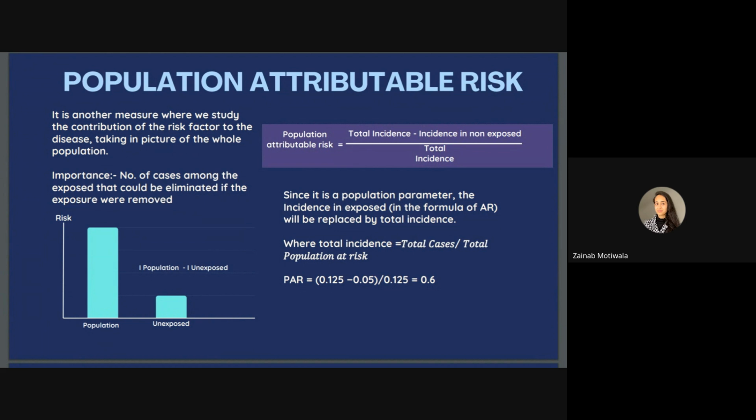Would someone like to try, put it in the chat box or just unmute yourself and tell me what this 60% signifies? How would we interpret this? Keeping in mind that population attributable risk tells us the contribution of a particular risk factor to the disease in the entire population.